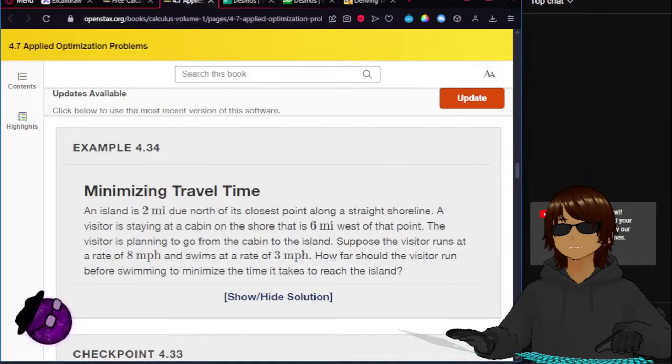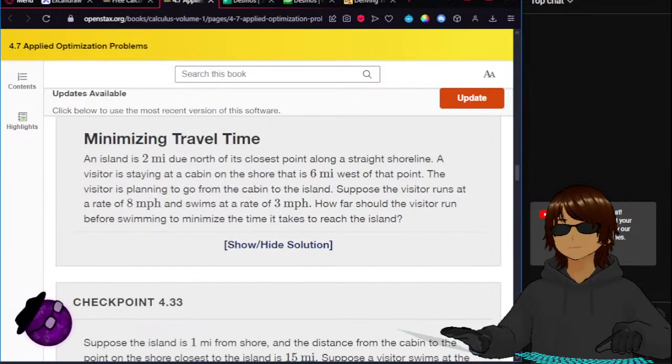An island is 2 miles due north of its closest point along a straight shoreline. A visitor is staying at a cabin on the shore that is 6 miles west of that point. Let's try to understand this.